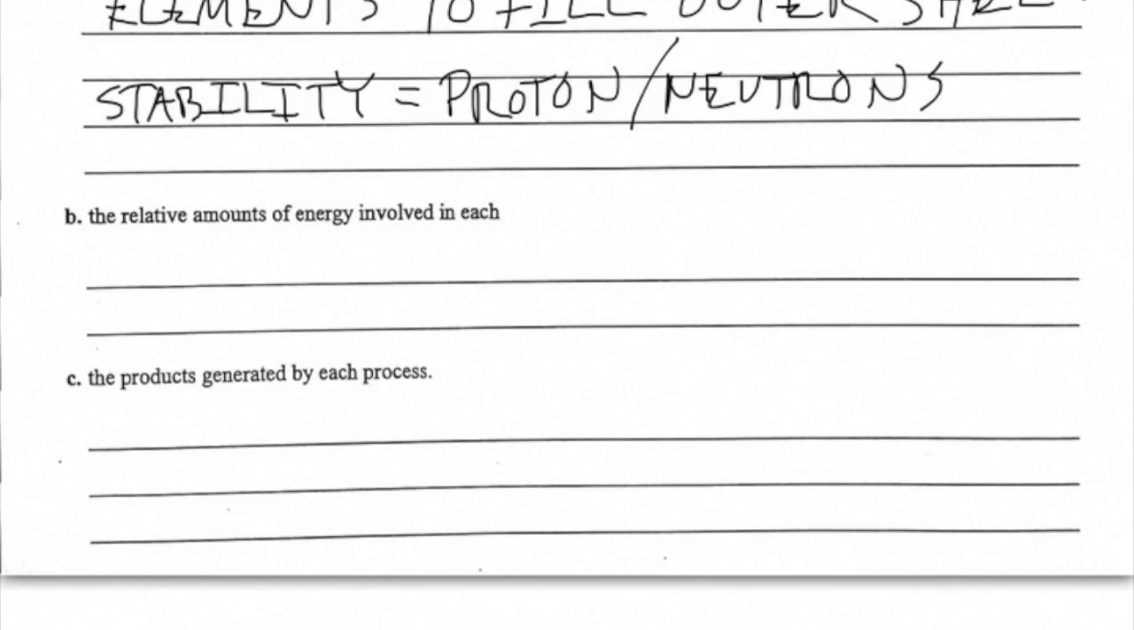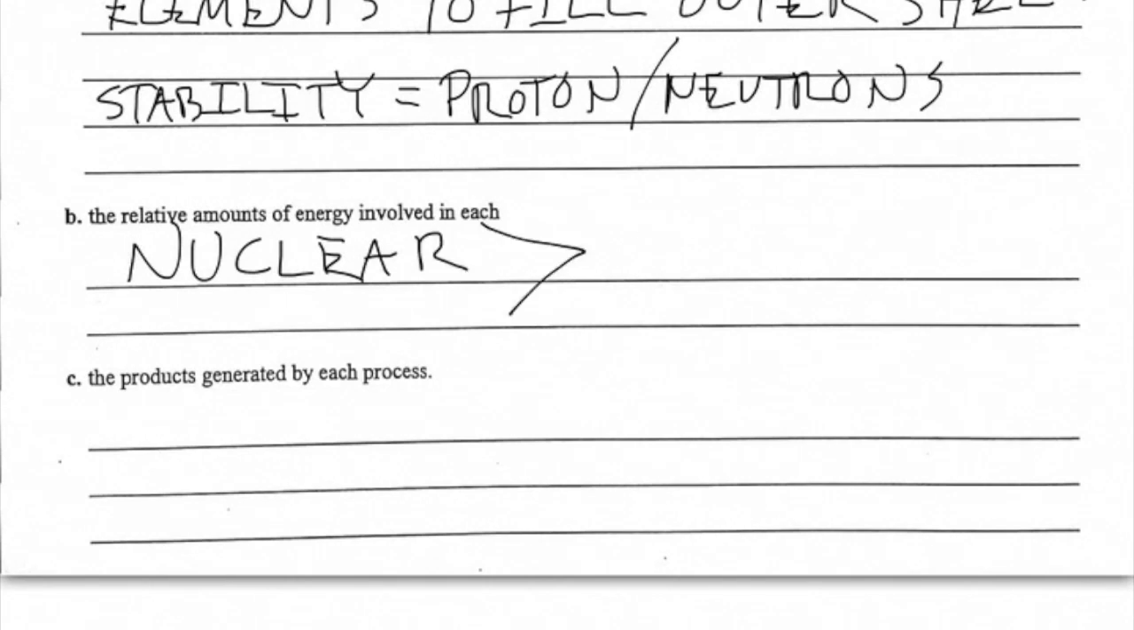The relative amounts of energy involved in each. This is pretty simple. Nuclear is greater than chemical. Again, it's the comparison between a stick of dynamite and an atomic bomb. When you consider the amount of material that's used to make a stick of dynamite and the amount of material that's used as the heart of an atomic bomb, they're actually not that far off in terms of the amount of material, but just think about the difference in the power of a stick of dynamite versus an atomic bomb. Much, much more energy from nuclear reactions.